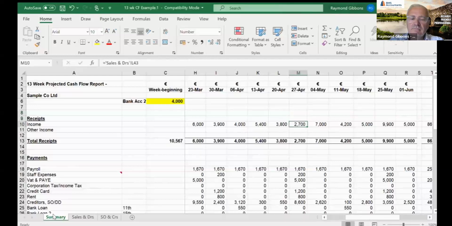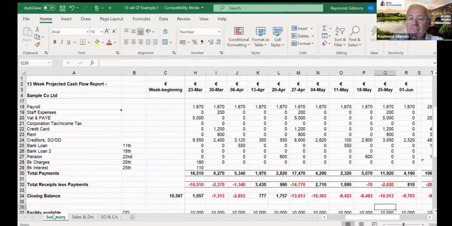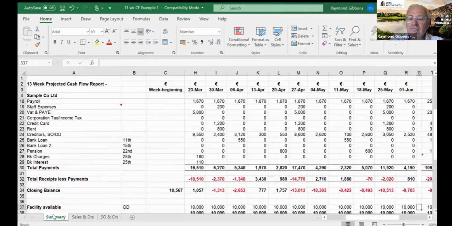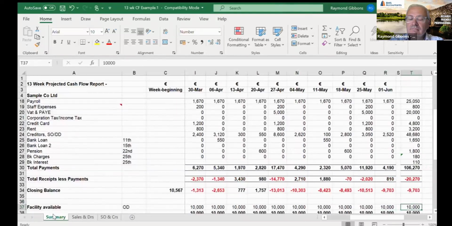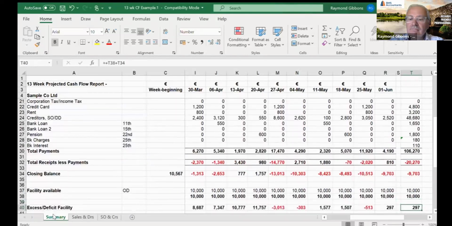The point here is, though, that by constructing a regular 13-week cash flow, we're able to look into the future and be able to predict with a good degree of accuracy what the cash position of our business is going to be at a point in time. And when we see that, we can take corrective action to ensure we put in place a strategy, a plan, to make sure that we have sufficient cash coming into our business to meet all of our overheads and outgoings. And this is what the cash flow is all about, putting you back in control.